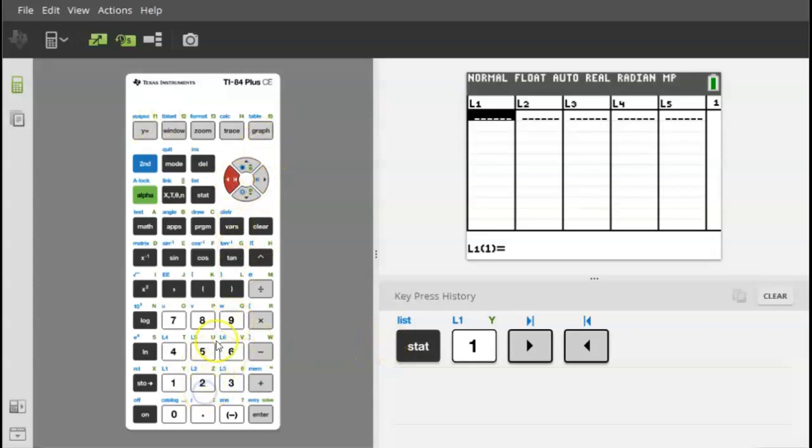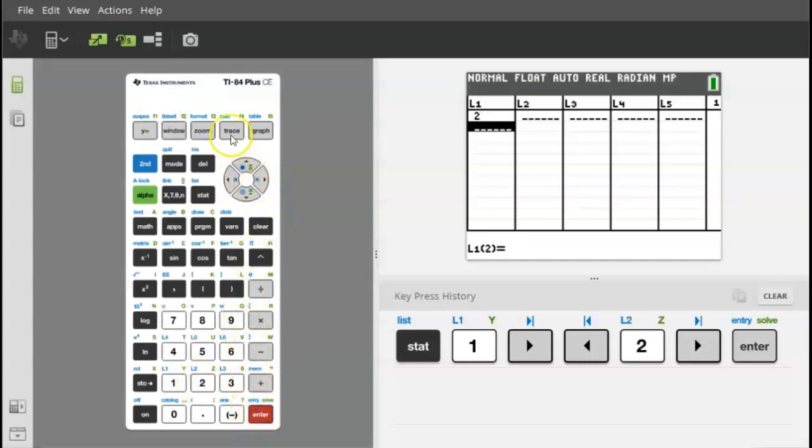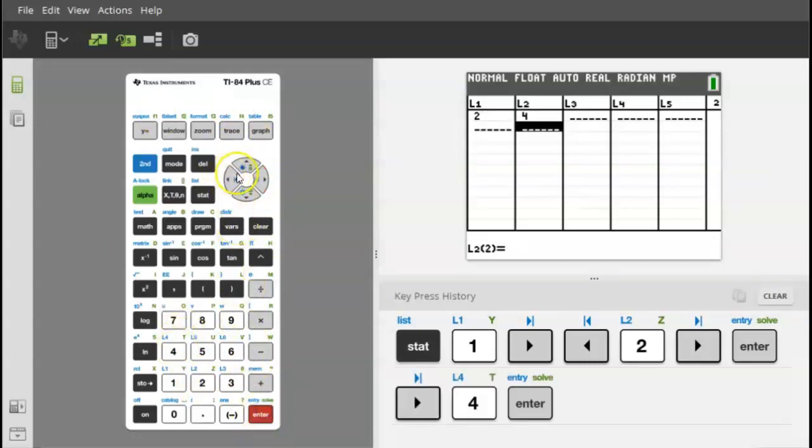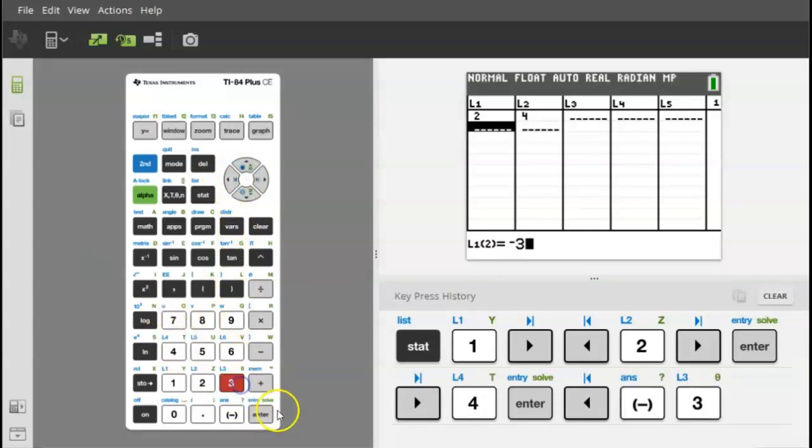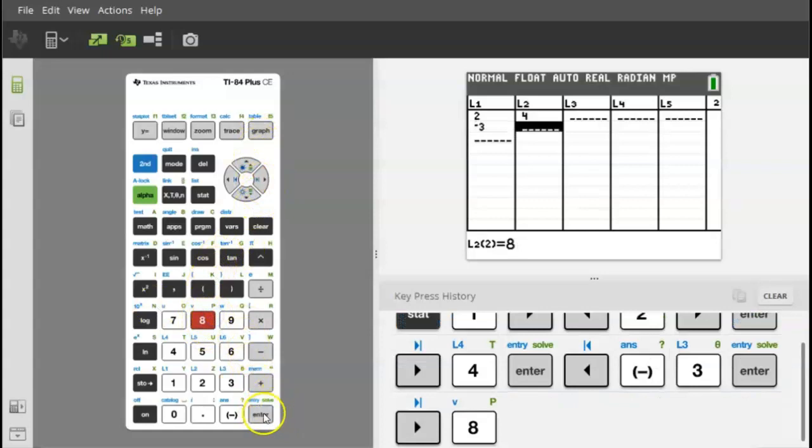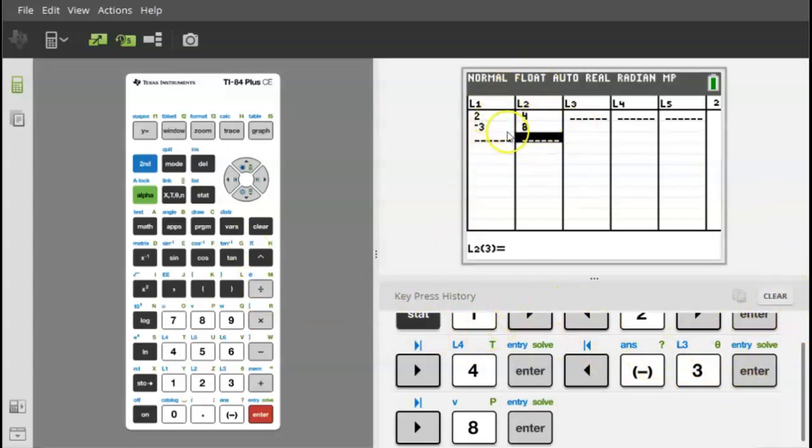2, 4, so 2, and you have to hit enter. 4, -3, and 8. Okay, so basically you put in the points, but just hit enter. It's in stat, choose number 1 for edit, and then put in the points. You can't use the arrows to go down, you have to hit enter.